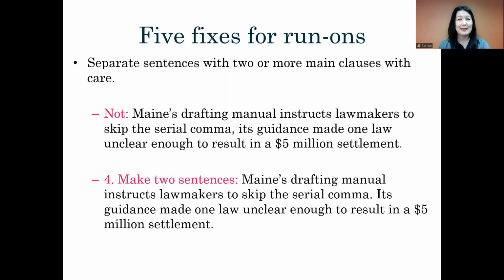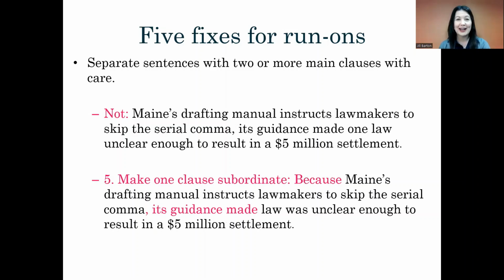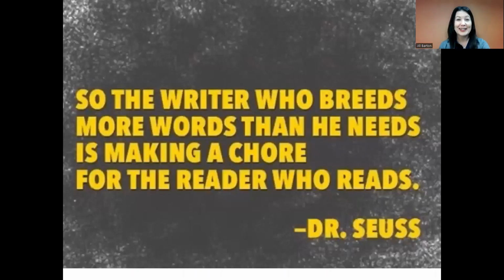The 4th way, and this is my favorite way to fix a run-on, is just to make a long sentence instead of a compound sentence, make it 2 sentences. We can just add a period and fix that run-on, taking out that comma. And then finally, if one part of the sentence is less important, or if you want to emphasize one part of the sentence, you can make one of the clauses a subordinate clause. So here you could say, because Maine's manual instructs such and such, its guidance made one law unclear enough to result in a $5 million settlement.